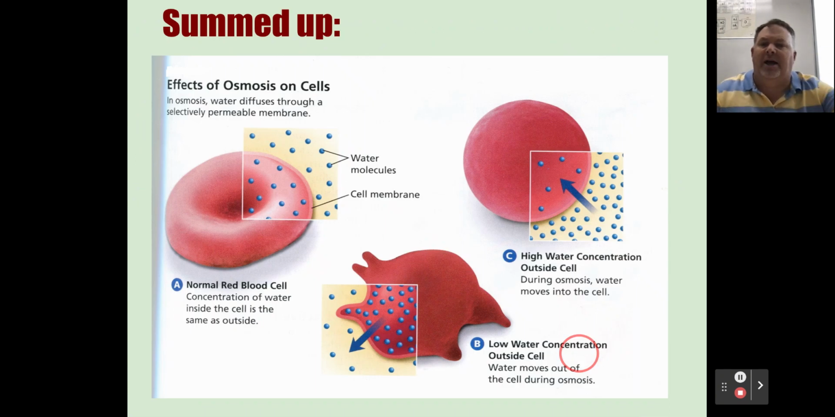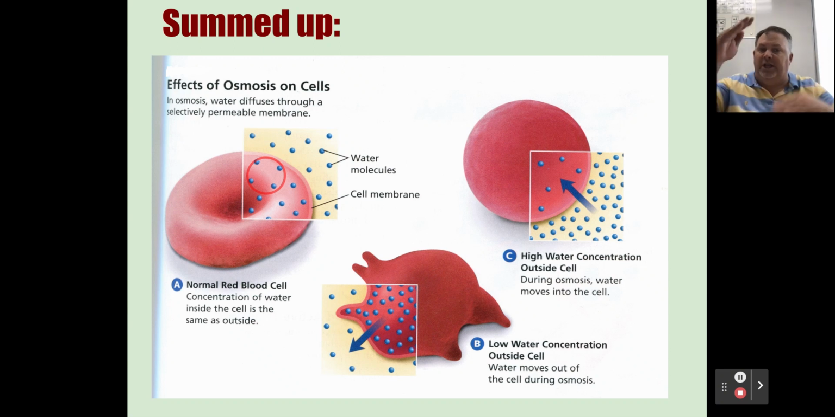So to sum this up, we have three different scenarios. The one right here, letter A, is a normal red blood cell. If the water concentration percentage, in other words, is the same on both sides, let's just say on the outside here it's 92% water, and on the inside, it's also 92% water. Well, that's equal concentration. Water molecules are going to go in and out at the same rate. The solutes would remain unless they can go across the membrane, which it looks like they're not, and they remain on both sides.